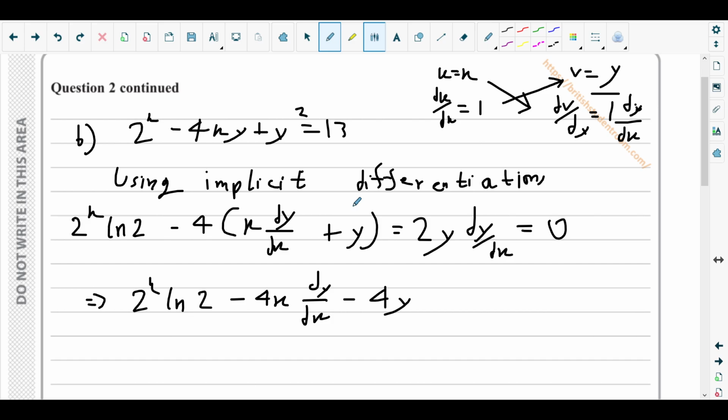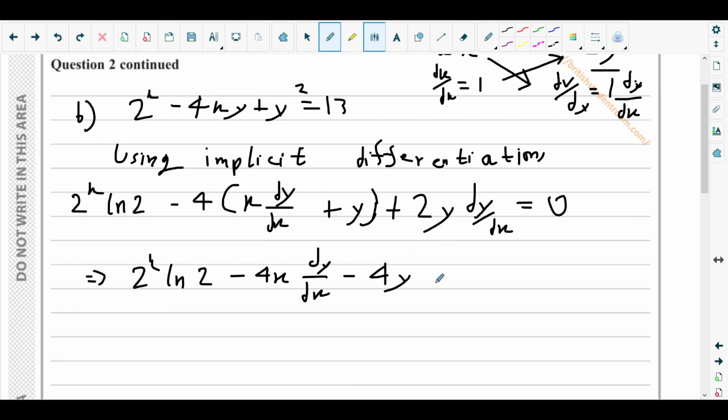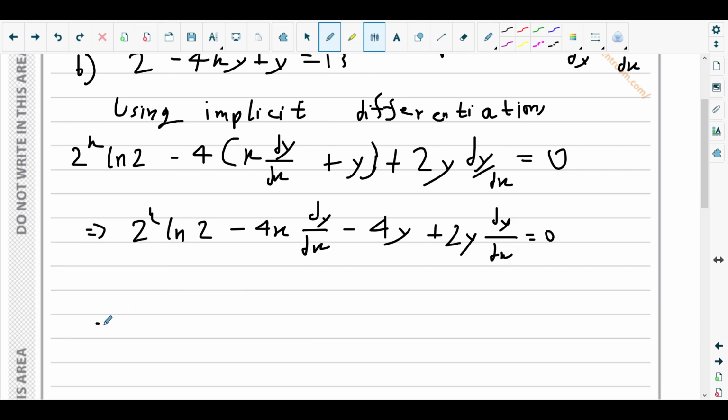So for x dy over dx minus 4y, the derivative of y squared is what? Twice y, isn't it? I think I made a mistake there. Just hold a bit. Here, let me pick an eraser. It should not be equal. It should be plus, isn't it? So we get negative 4y plus 2y dy over dx equals what? 0. Now you just need to make dy over dx the subject.